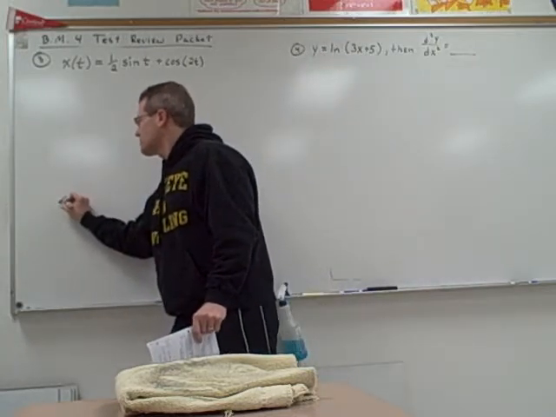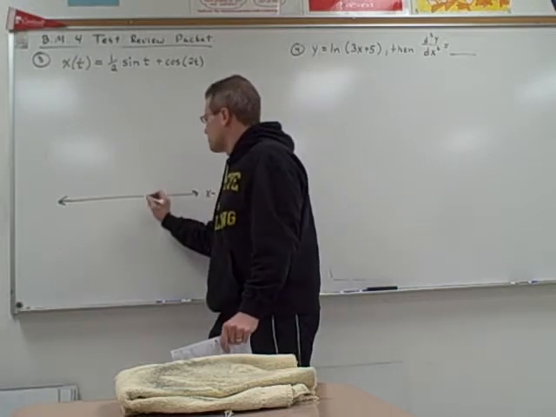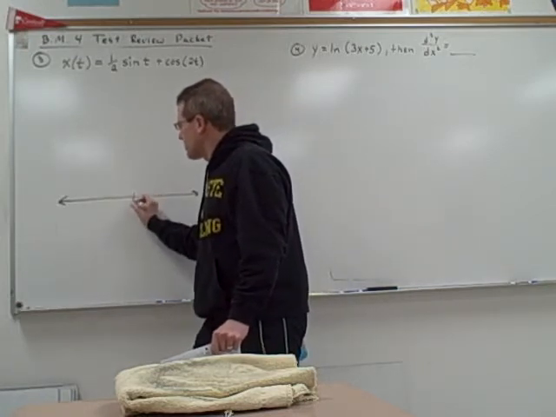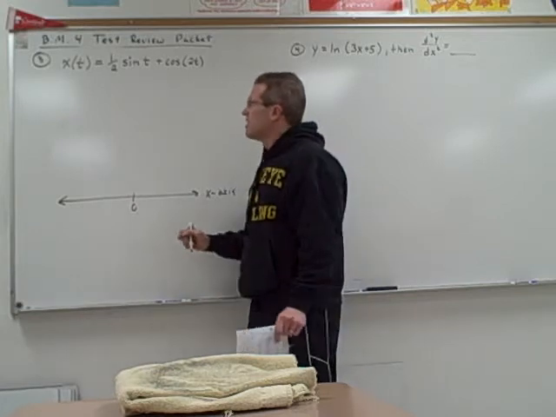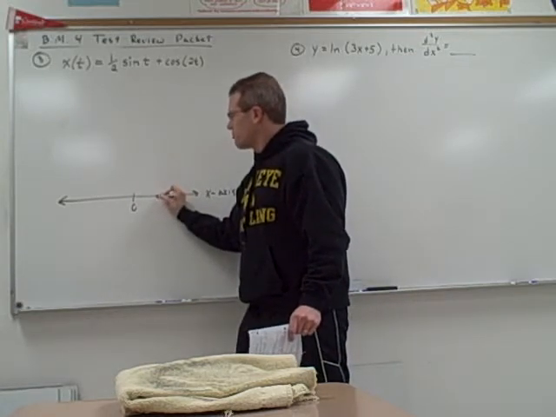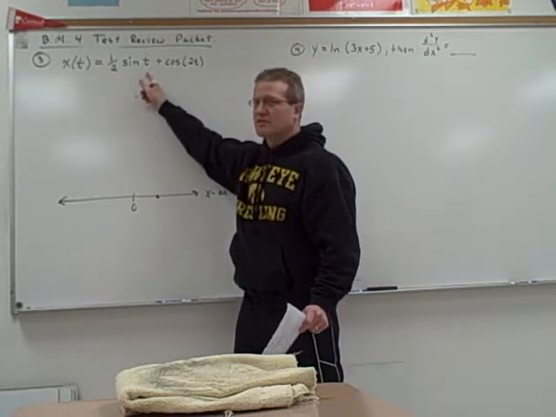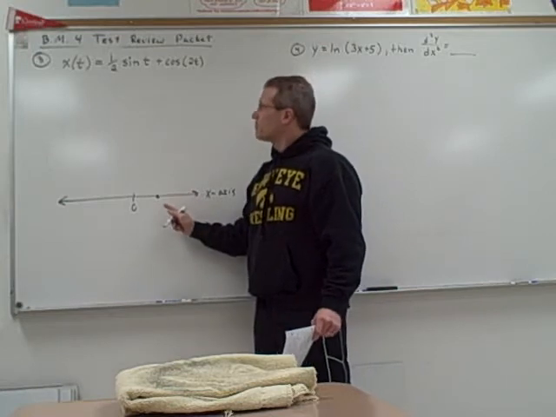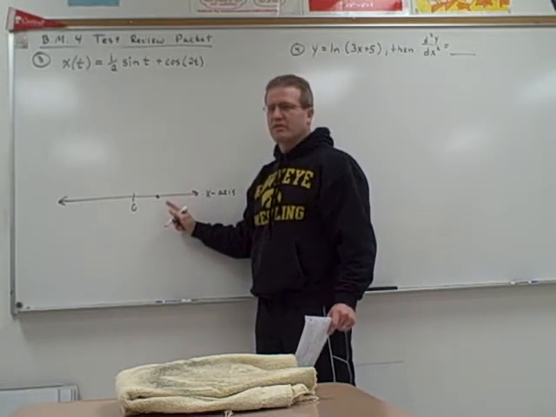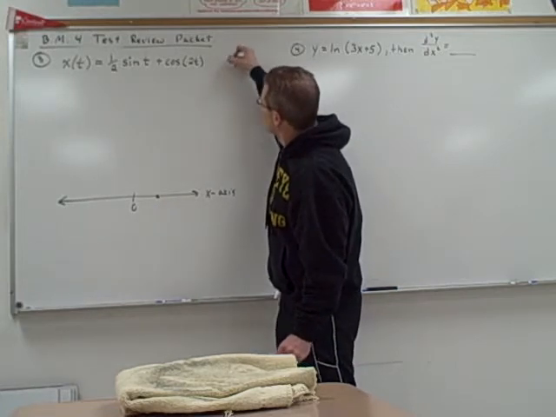So here's our x-axis. Here's our y-axis going up and down. We're not going to actually draw it, but it would be right there at x equals 0. And this equation will give us the position of our particle that's moving back and forth on that line at any time t. So t is a time. And we want to know the acceleration of that particle at t equal pi halves.